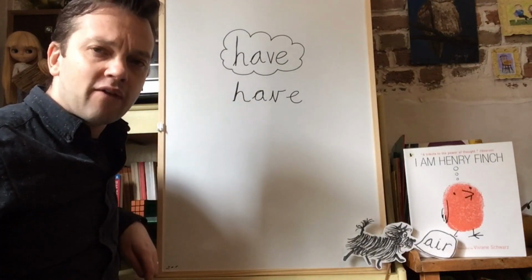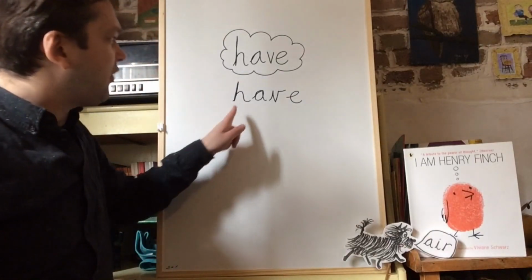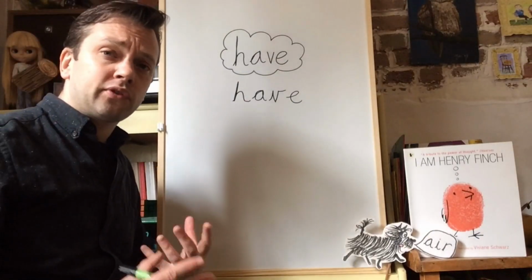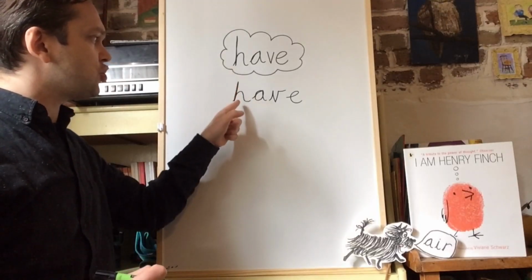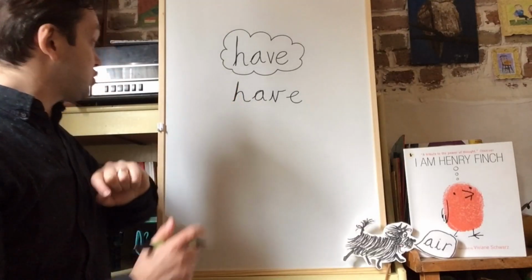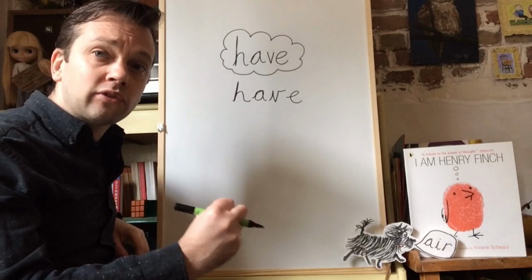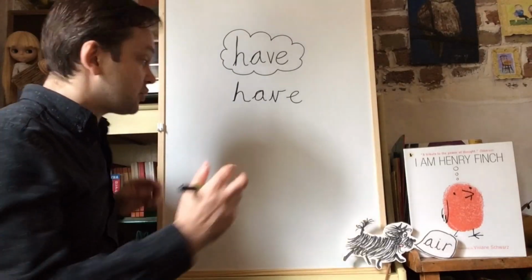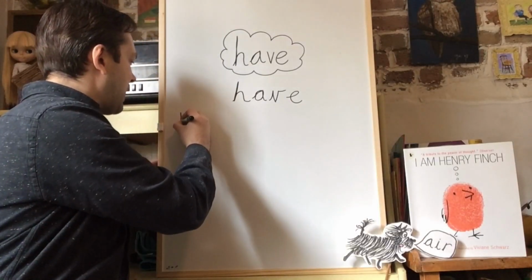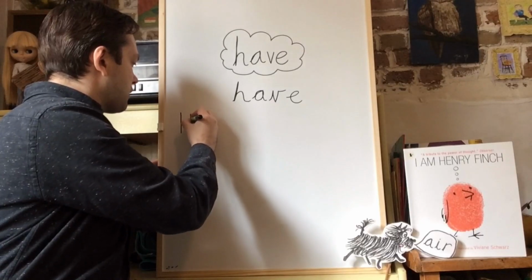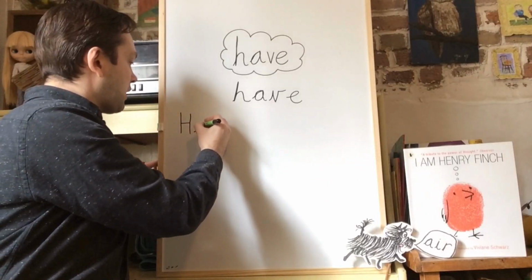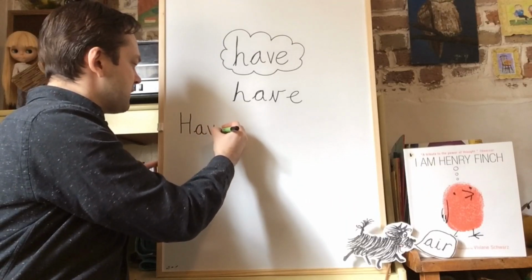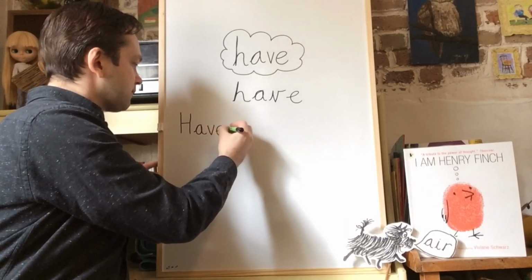Have you ever? Now, the thing is, when we write have at the start of a sentence, we need to use a capital H. This is a small h. That's no good. We always start a sentence with a capital. So, have, capital H, a, v, e, have.